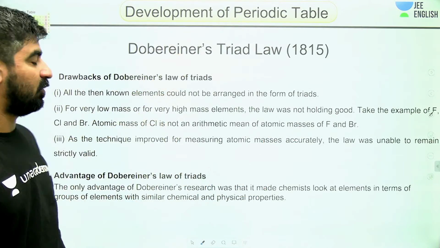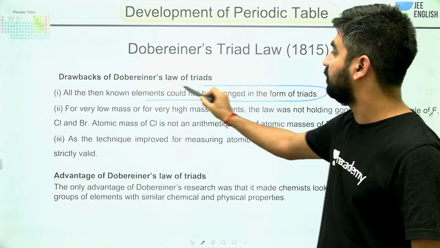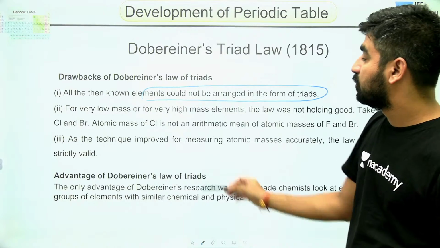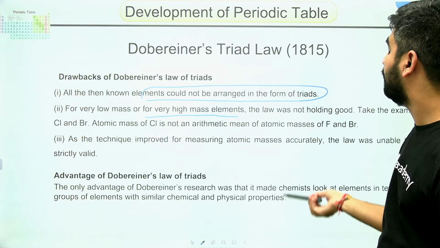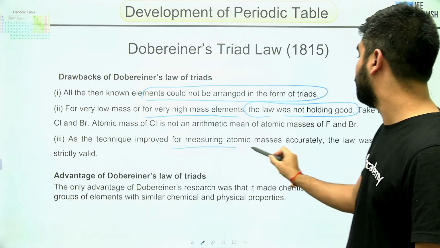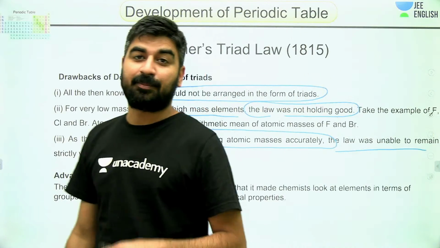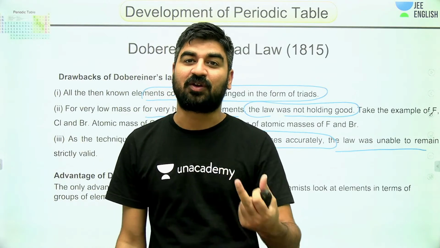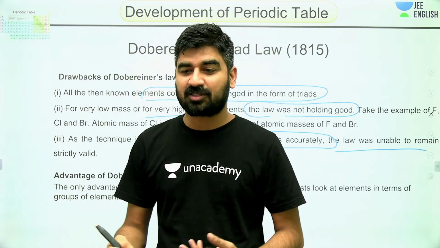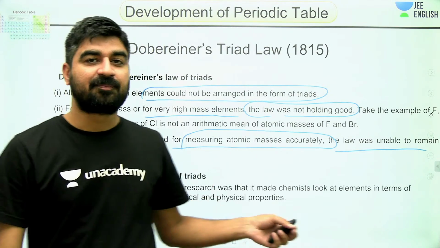Let's talk about the Dobereiner triad and what its drawbacks were. All of the known elements could not be arranged in the form of triads. So it was not satisfying all the known elements at that point of time. For very low molar mass or very high molar mass, the rule was not holding. Next, as the technique of measuring atomic mass improved, the law was unable to remain strictly valid, because many of the atomic masses being considered were not correct. When the correct atomic masses were finally calculated, the answer was not matching. So with improvement in technique, this failed.